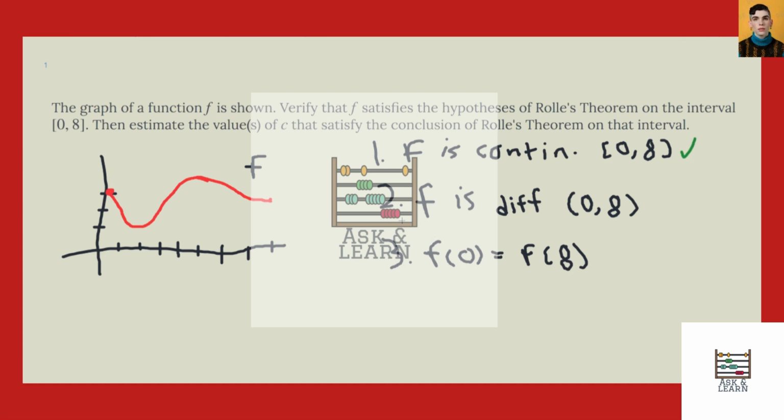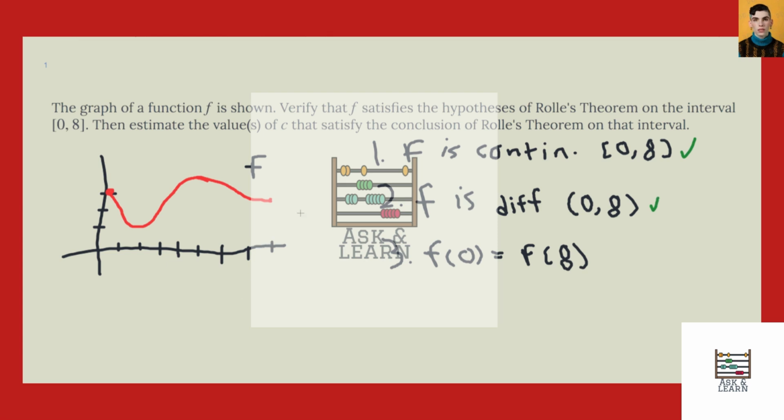The second condition is f is differentiable on the open interval from 0 to 8. This does not include the endpoints, because if it did, technically the derivatives don't exist because the function stops here and it's essentially like a sharp point. So we don't include the endpoints, but since this function is smooth, we can assume differentiability. So it is differentiable on 0 to 8.